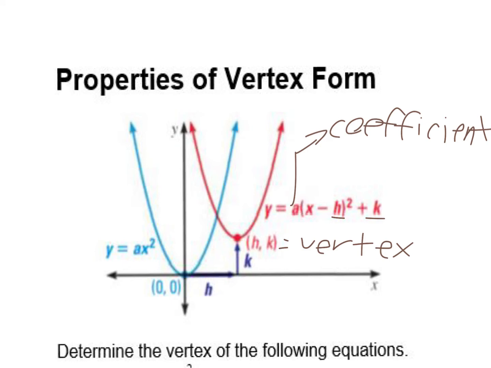Additionally, because the equation gives us h and k, we automatically know where the axis of symmetry is because that's going to be our h value. So the axis of symmetry is equal to x equals h. Those are the big things we need from vertex form. There's not a quick roots method for vertex form, so we're just going to ignore any root questions for us.